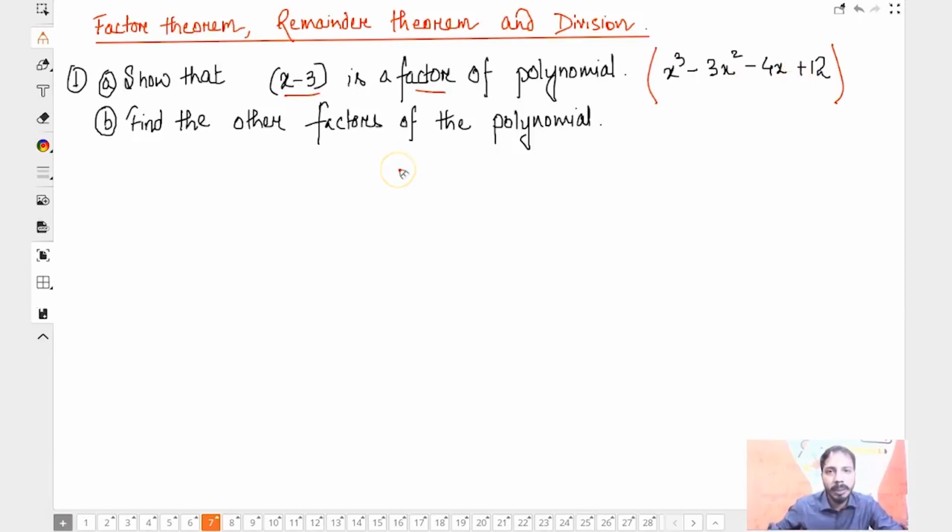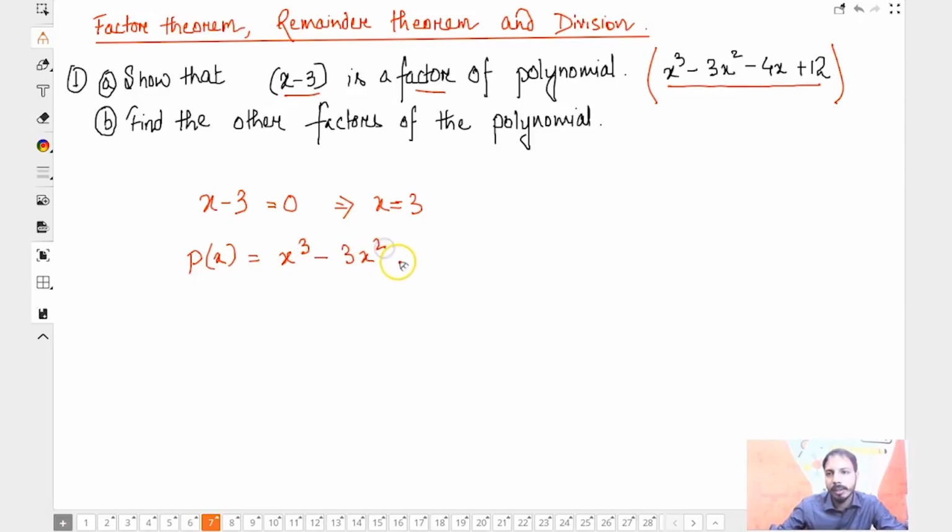Now, first of all, what is remainder theorem? The remainder theorem says that if I have a polynomial and if this is the divisor, suppose x minus 3 is the divisor. So if I equate it to 0, what do I get? I get x is equal to 3. Now, if I put this value here, I will get the remainder. So for example, what is the remainder? Suppose this is my p of x. So p of x, I can write it as x cube minus 3x square minus 4x plus 12.